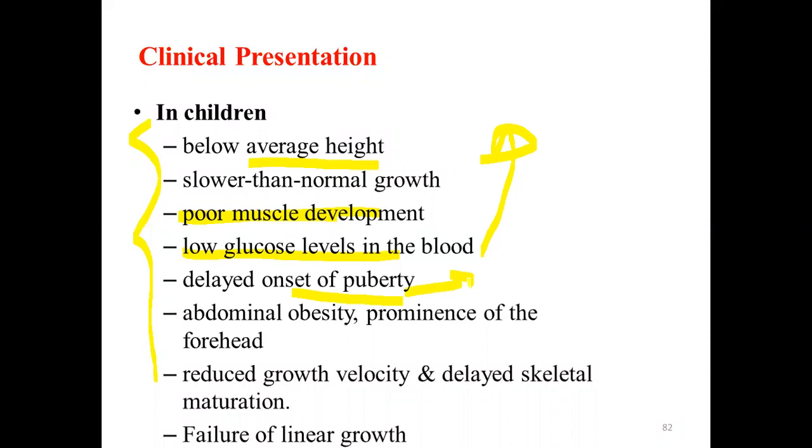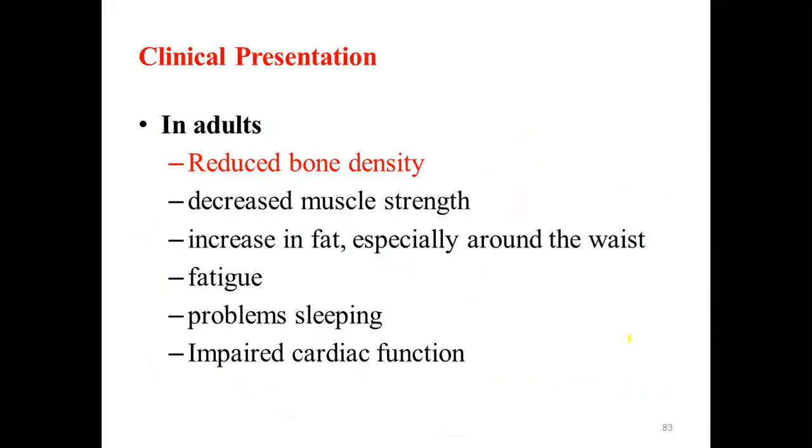That one, there is a need of gonadotropin. Then abnormal obesity is very common. This is related to the metabolism. Then reduced velocity, delayed skeletal maturation, and failure of linear growth are very common. So those are the most common typical presentations when a child has growth hormone deficiency.